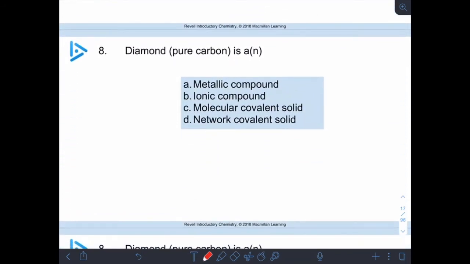Diamond. Pure diamond is pure carbon, right? So pure carbon is not a metal, so we can immediately count out these two choices. The network covalent, we just talked about this about two slides ago. The network covalent is the one where it's only one non-metal. There's your answer.